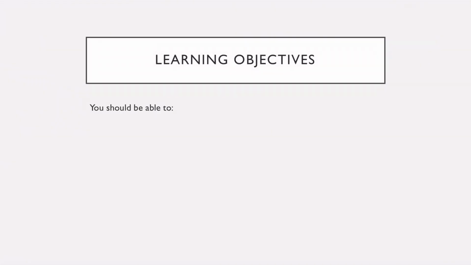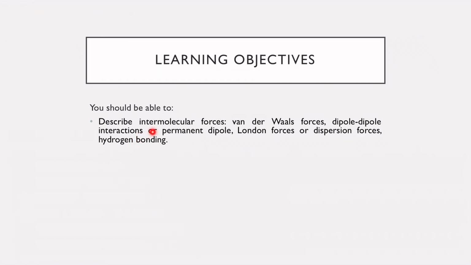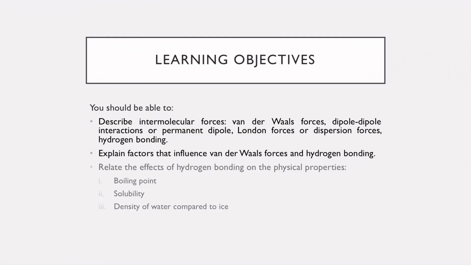Today we're going to learn how to describe intermolecular forces: van der Waals forces, dipole-dipole interactions or permanent dipole, London forces or dispersion forces, and hydrogen bonding. Then you will learn how to explain factors that influence van der Waals forces and hydrogen bonding, and finally relate the effects of hydrogen bonding on the physical properties: boiling point, solubility, and density of water compared to ice. So, is water or ice denser?